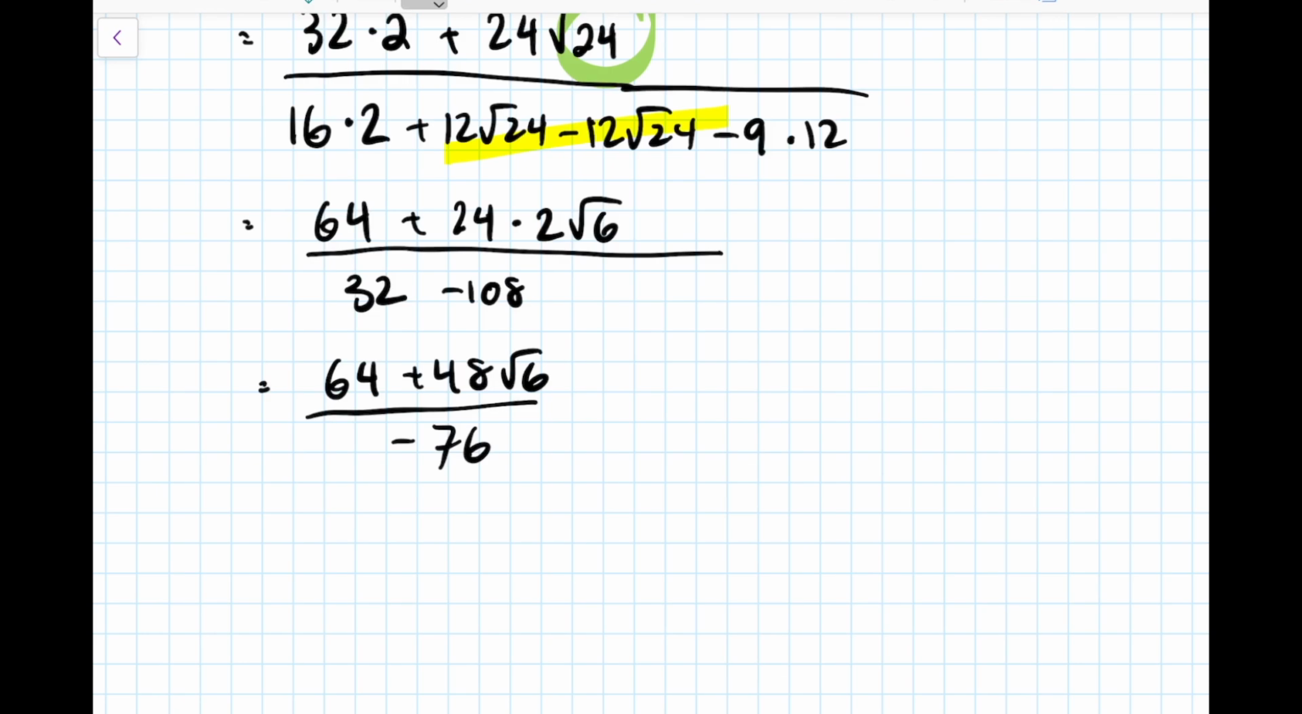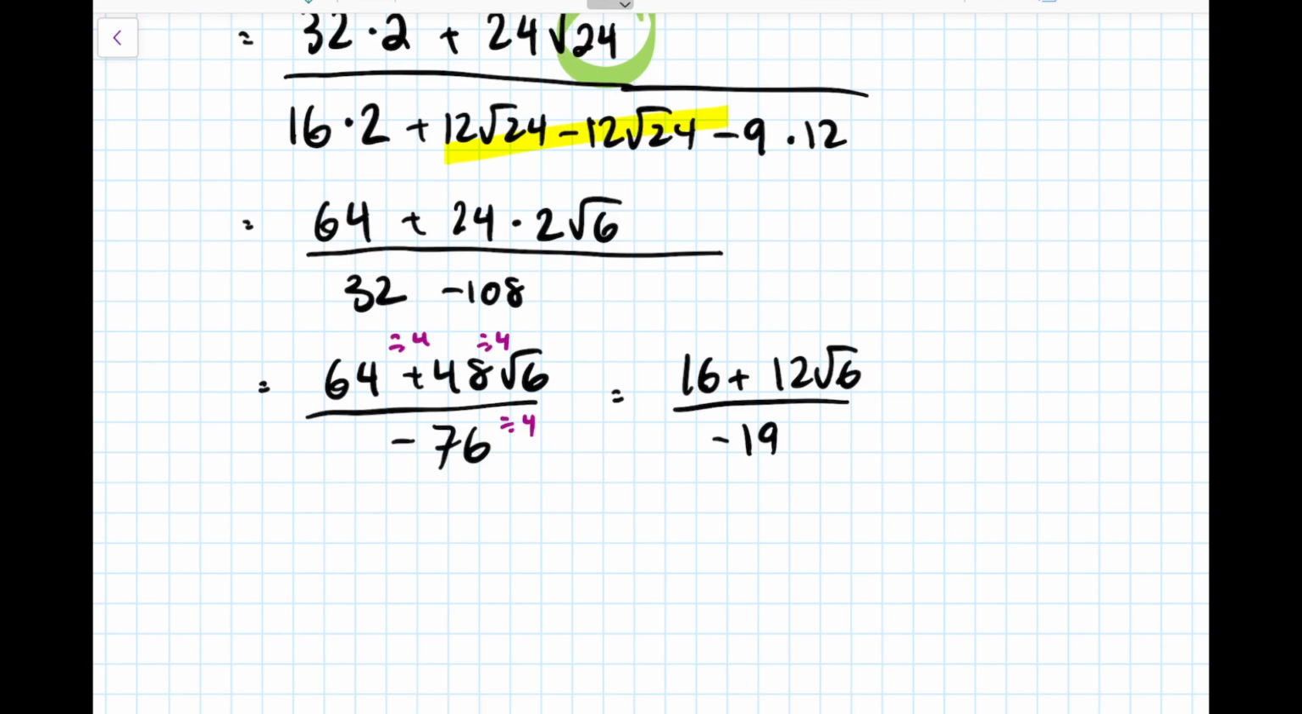And so you look at those, you see if you can simplify everything. You can. They're all divisible by 4. Which is going to get you 16 plus 12 root 6 over 19, or negative 19. There's one more thing we can do here.